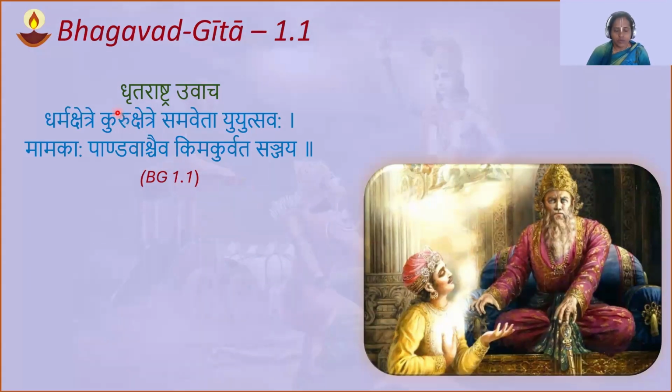Who can read? Okay, Gauranga can read this shloka. धर्मक्षेत्रे कुरुक्षेत्रे समवेता युयुत्सवः मामकाः पाण्डवाश्चैव किम् अकुर्वत सञ्जय. Okay, good job. But he missed this one, so say this also, Gauranga. Dhritarashtra Uvacha. Okay, good.